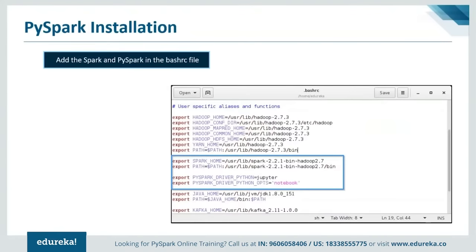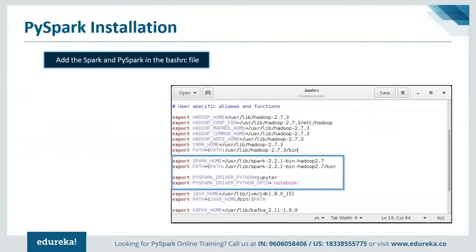So as you can see here, this is what our bashrc file looks like. Here you can see that we have put in the path for Hadoop, Spark, and as well as PySpark driver Python, which is the Jupyter Notebook. What it'll do is that the moment you run the PySpark shell, it will automatically open a Jupyter Notebook for you. Now, I find Jupyter Notebook very easy to work with rather than the shell. It's a personal choice.